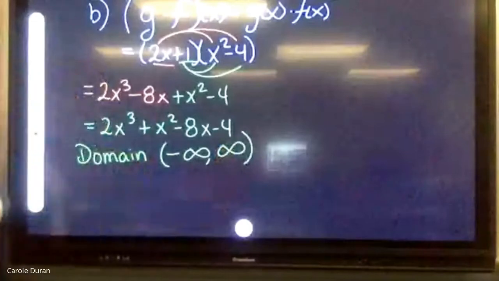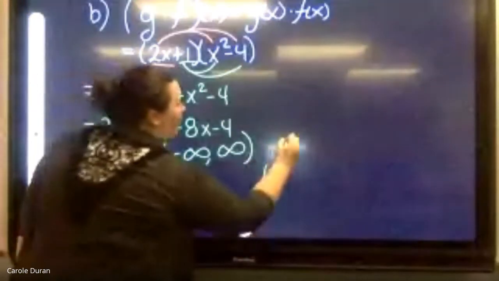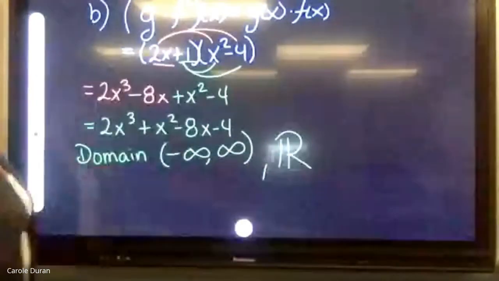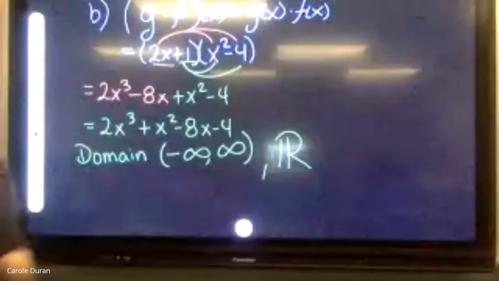Does anybody know of another way that we can write this domain without using infinities in it? I said all real numbers. All real numbers. So the double-struck R would also work. I prefer interval notation though. If you put double-struck R, I would count it.